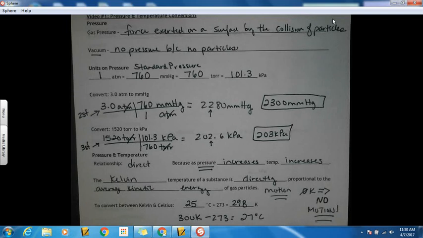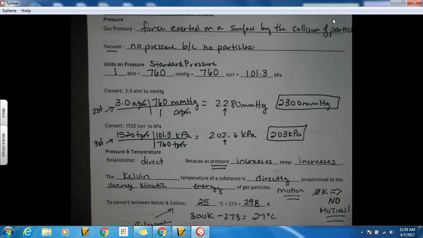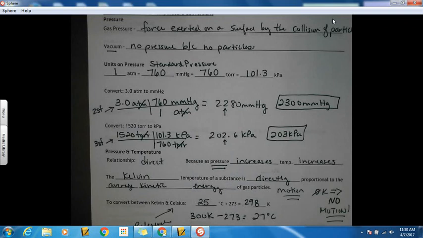Okay, and so that's how we do our conversions. Also, this conversion is in your reference packet as well. So we have two things in our reference packet: our standard pressures, and also our conversion for Kelvin and Celsius.